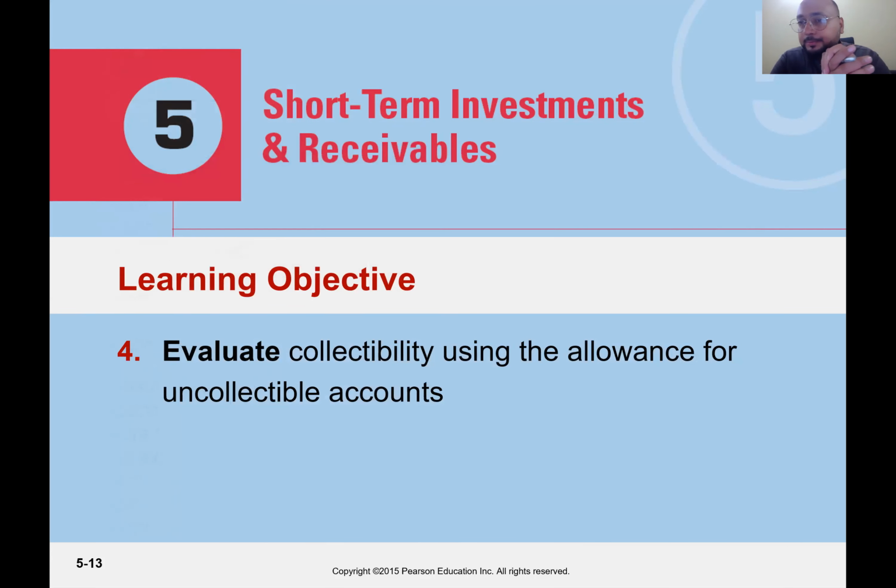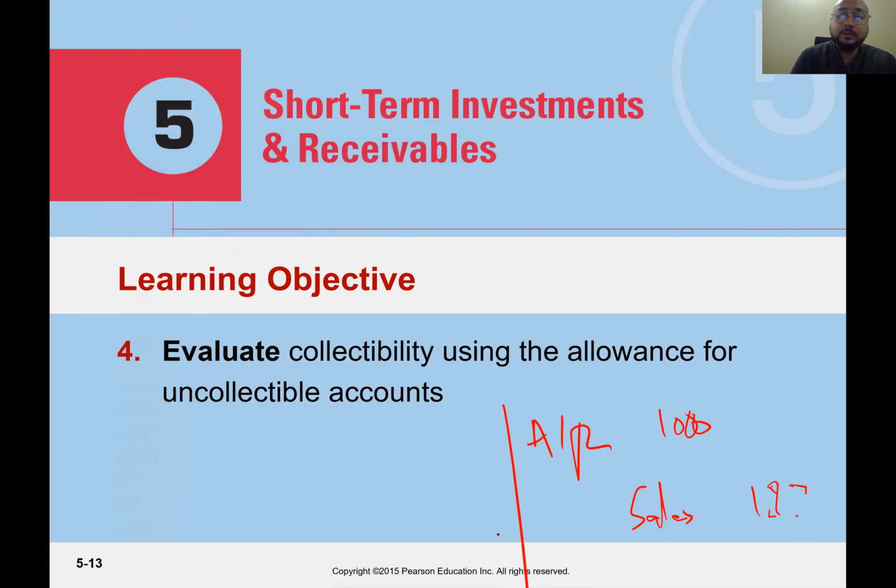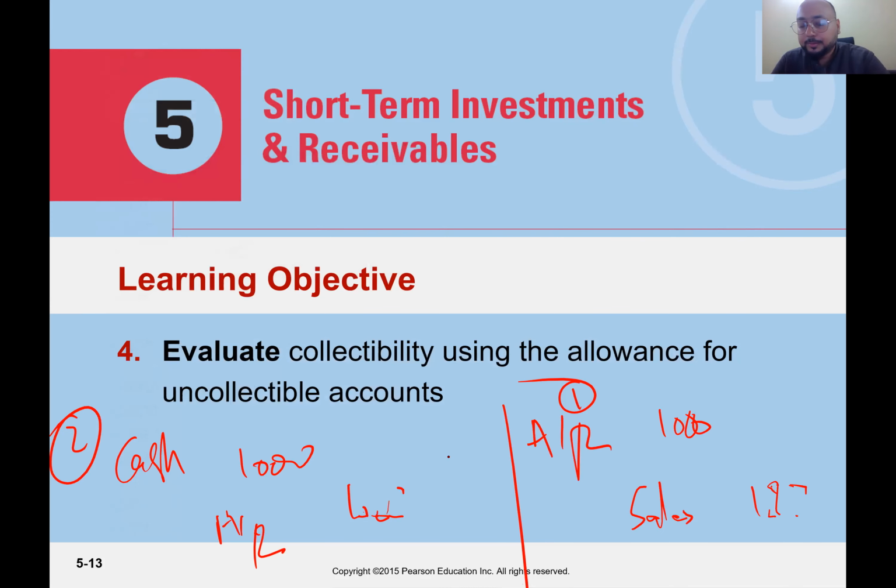So how do we account for accounts receivable? Simple. When a sale happens, you make an entry. What is the entry? Accounts receivable to sales, $1,000. And when the customer pays you back, it means you need to decrease accounts receivable, increase cash to accounts receivable. This is number one. Number two. This is how you treat accounts receivable. So that's it. Accounting is done?